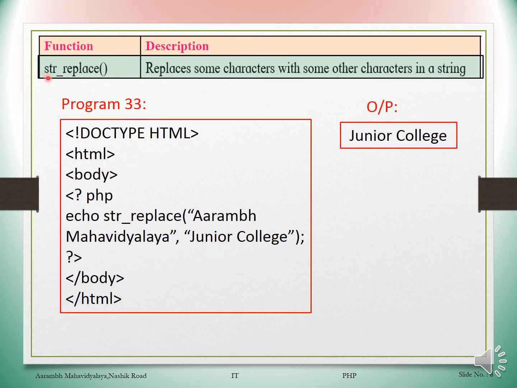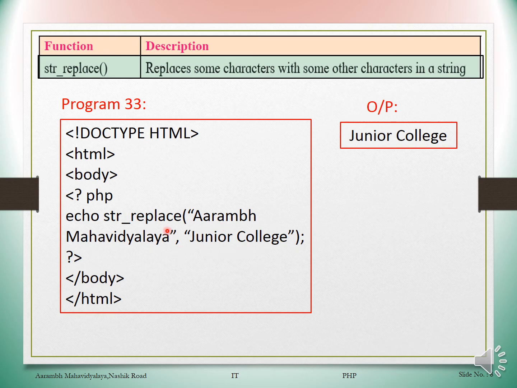The next one, string replace. That means we have to replace some characters with some other characters in a string. Now here in our program, echo str_replace, "Arambha Mahavidyalaya", and it will be replaced by "junior college". Our provided string is Arambha Mahavidyalaya, and we have to replace it with junior college. Both data are provided within quotes and separated by a comma.